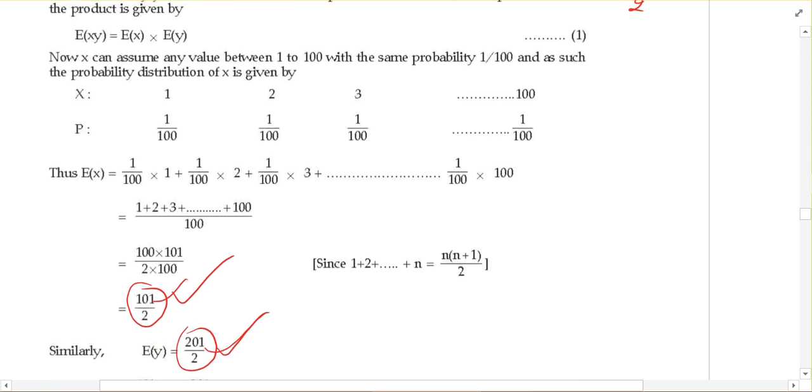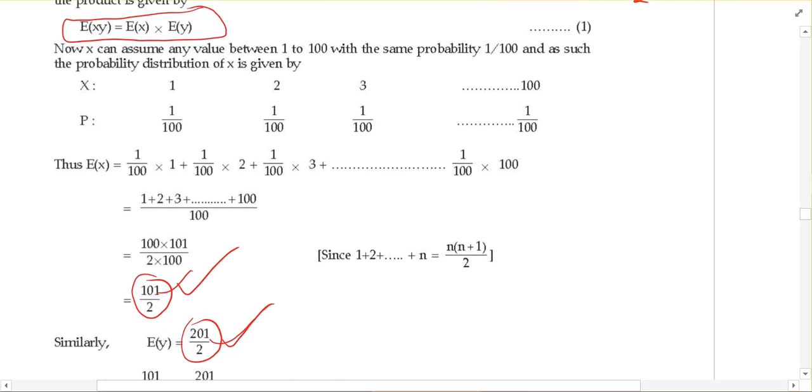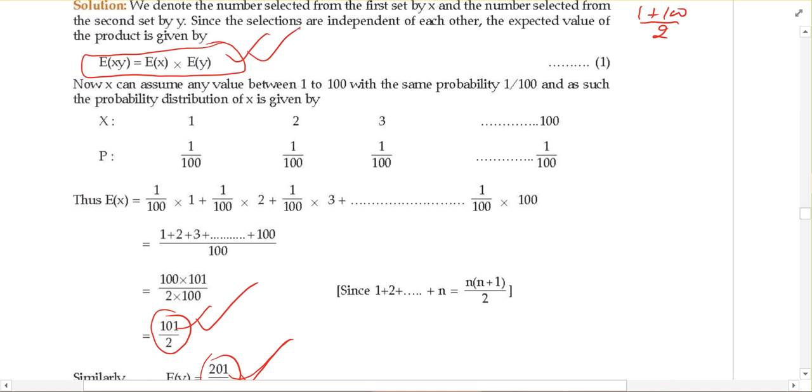Because if you try multiplying all possible cases of the first with all possible cases of the second, then you will have 20,000 possible options, and that will be very difficult for you. So it is a very easy and simplified formula that expectation of x into y is actually equal to expectation of x into expectation of y separately. This is a very useful formula.